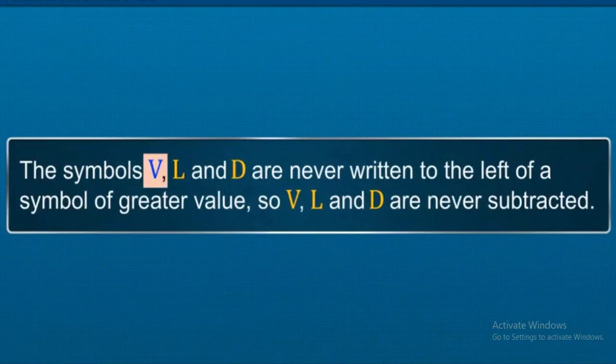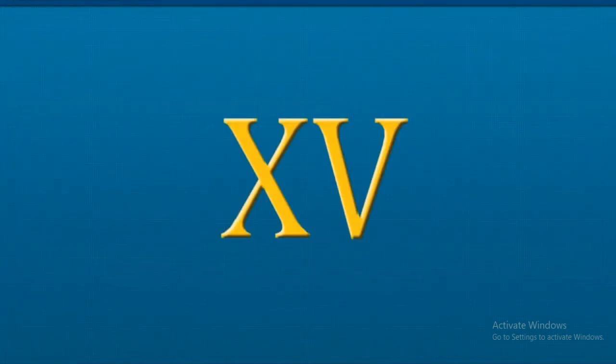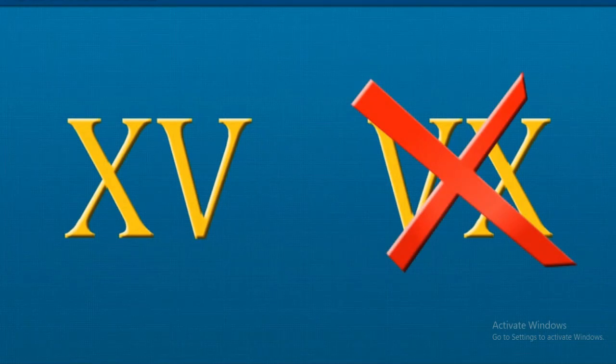The symbols V, L, and D are never written to the left of a symbol of greater value. So V, L, and D are never subtracted. For example, we write 15 as XV and not VX.